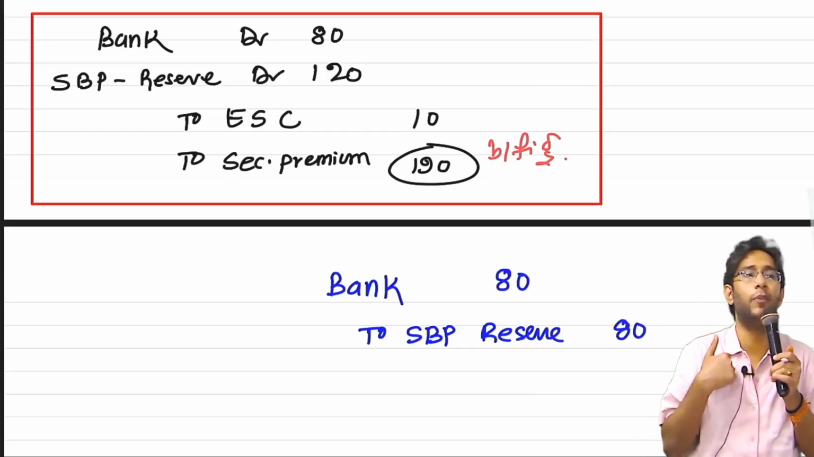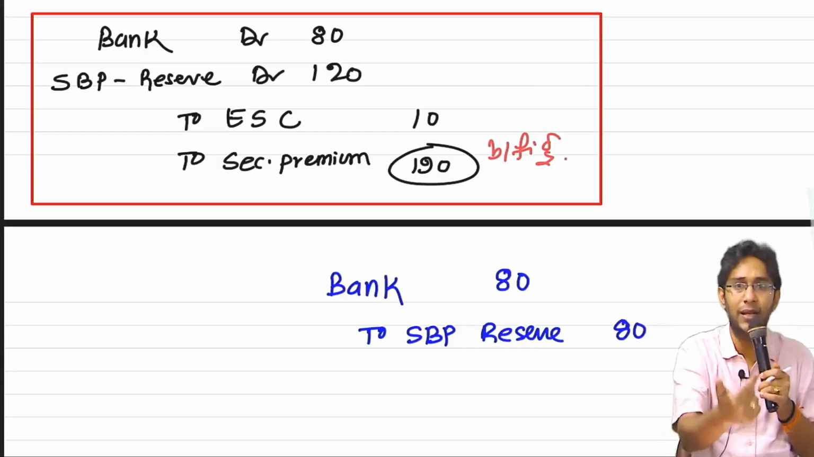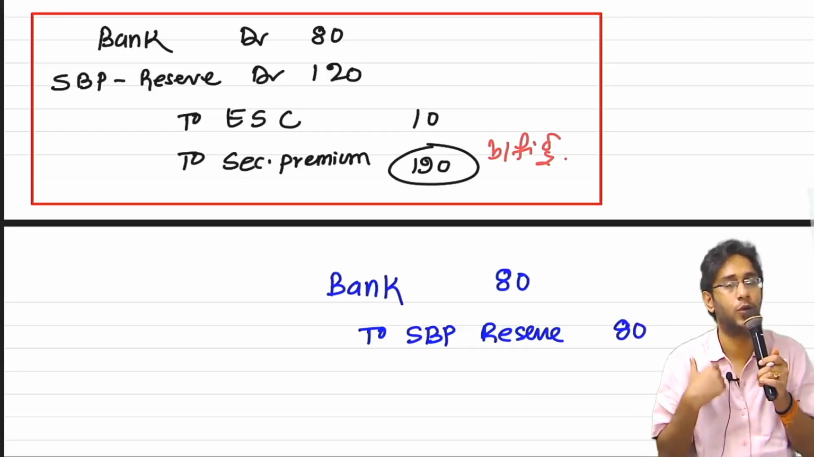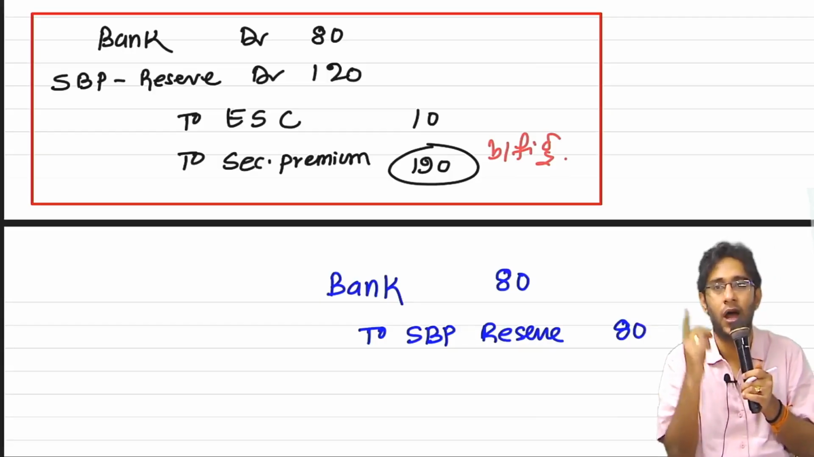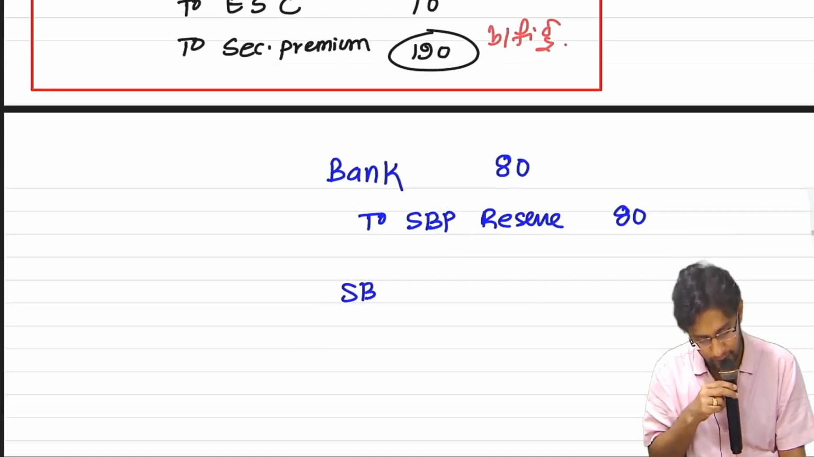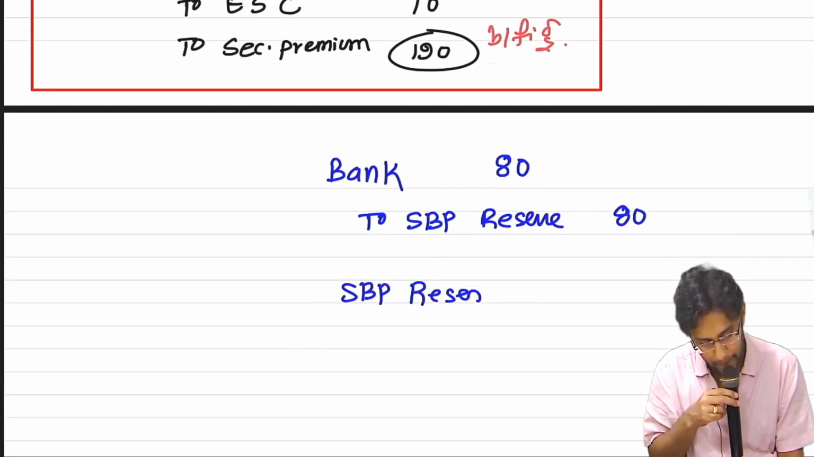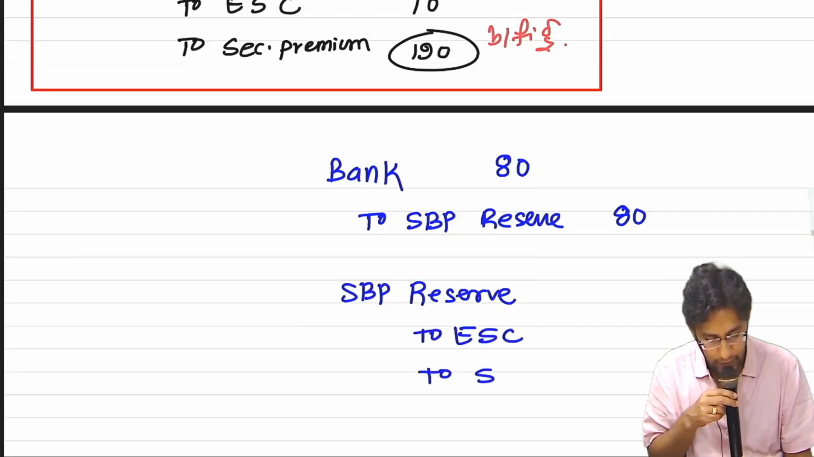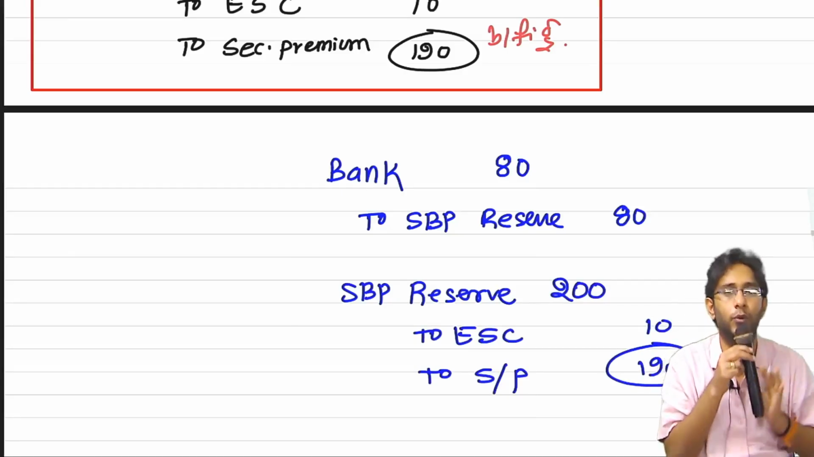120 that fellow gave me in the form of services. 80 he gave me in the form of cash. Total he gave me 200. 200 is sitting in which account now? SBP reserve. Kill SBP reserve. And credit this to equity share capital and securities premium. This is how you will do it.